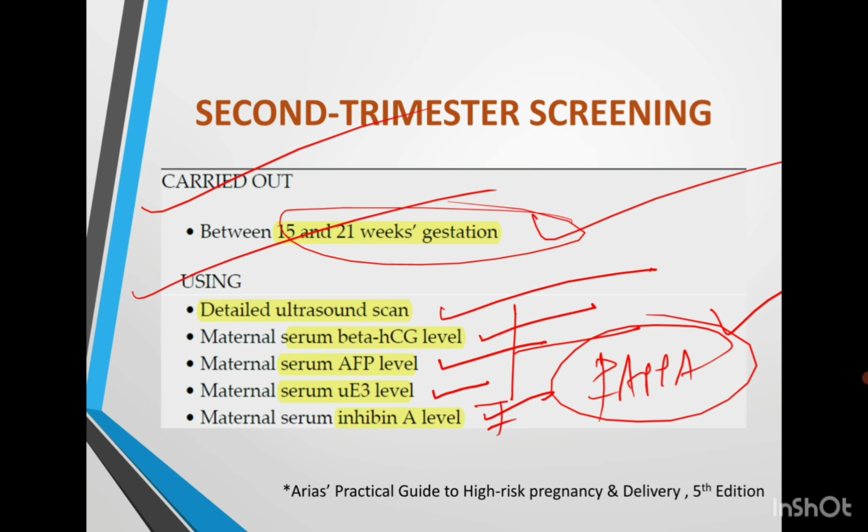Then you added these things: beta-hCG, alpha-fetoprotein, and unconjugated estradiol. These three make the triple marker. If you add inhibin A to that, it becomes the quadruple marker as per the recent guidelines.